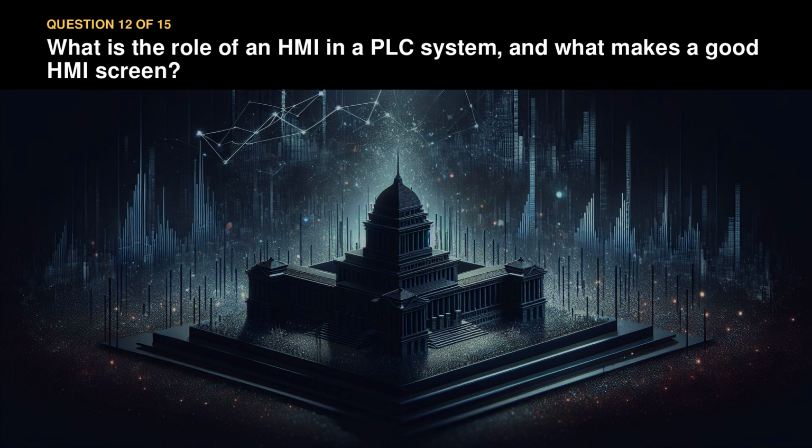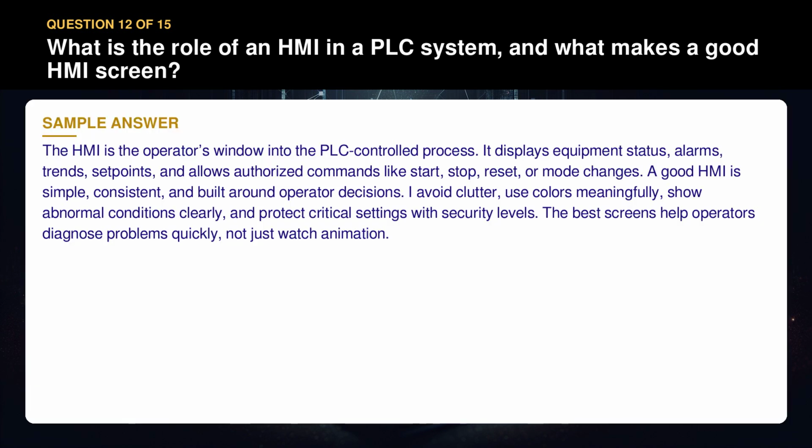Question 12. What is the role of an HMI in a PLC system, and what makes a good HMI screen? The HMI is the operator's window into the PLC-controlled process. It displays equipment status, alarms, trends, set points, and allows authorized commands like start, stop, reset, or mode changes. A good HMI is simple, consistent, and built around operator decisions. I avoid clutter, use colors meaningfully, show abnormal conditions clearly, and protect critical settings with security levels. The best screens help operators diagnose problems quickly, not just watch animation.